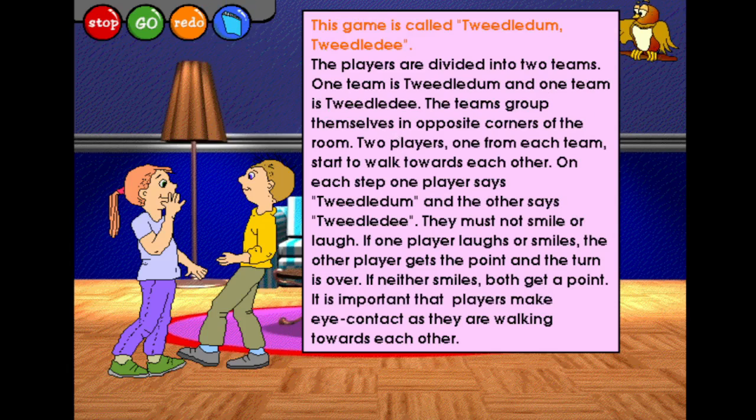This game is called Tweedledum, Tweedledee. The players are divided into two teams. One team is Tweedledum and one team is Tweedledee. The teams group themselves in opposite corners of the room. Two players, one from each team, start to walk toward each other. On each step, one player says Tweedledum and the other says Tweedledee. They must not smile. If one player laughs or smiles, the other player gets the point. And the turn is over. If neither smiles, both get a point. It is important that players make eye contact as they are walking towards each other.